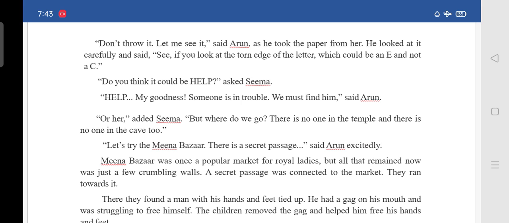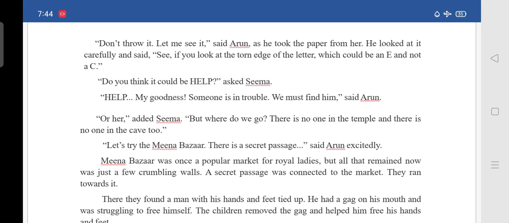Then what did Arun do? He told Seema not to throw that paper, and he took it from her and looked at it carefully, means he was carefully observing that piece of paper. He was saying that if you see the torn edge of the paper, you can understand that the letter is not C but it is E.